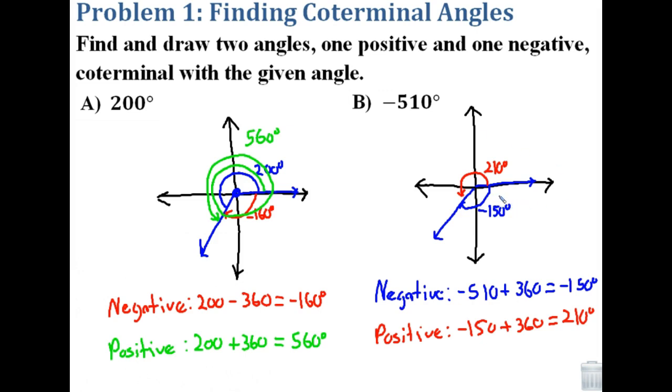Okay, I can still graph this negative 510. What that would be is the negative 150 degrees, okay, minus another rotation. That's what the negative 510 degrees would look like.